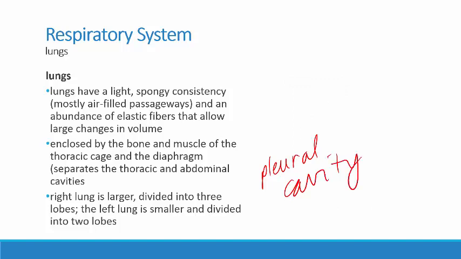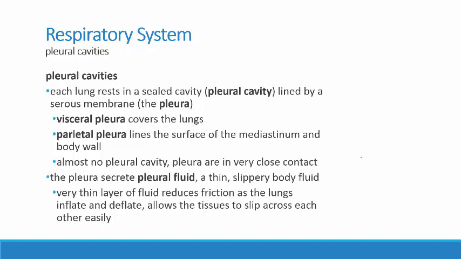So each lung has its own pleural cavity, and the cavity is lined by serous membranes, the pleura of the lungs. The right lung is slightly larger and divided into 3 lobes, while the left lung is slightly smaller and divided into only 2 lobes. Looking in the book, the diagrams do a really good job of showing where those lobes are. So each lung, again, rests in its own pleural cavity. It's a sealed cavity, and it's lined by serous membrane.